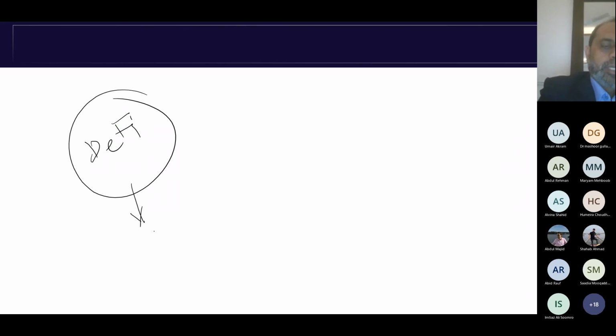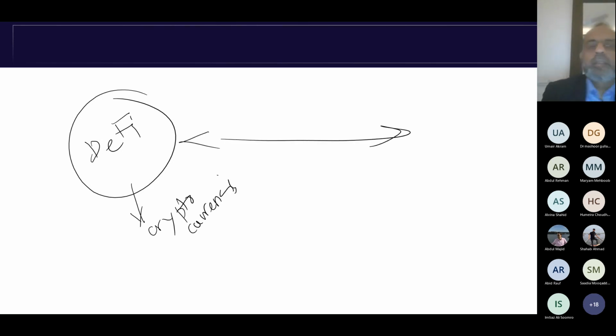So once we learn about DeFi, DeFi is here. It's decentralized finance, and it is dealing with cryptocurrencies. But what is interesting is that there is no direct investment from cryptocurrencies. You cannot just take a cryptocurrency and invest it in Coca-Cola or Pepsi or Apple or IBM, or even in NetSol, or any listed company in Pakistan. So this is where the real businesses are.